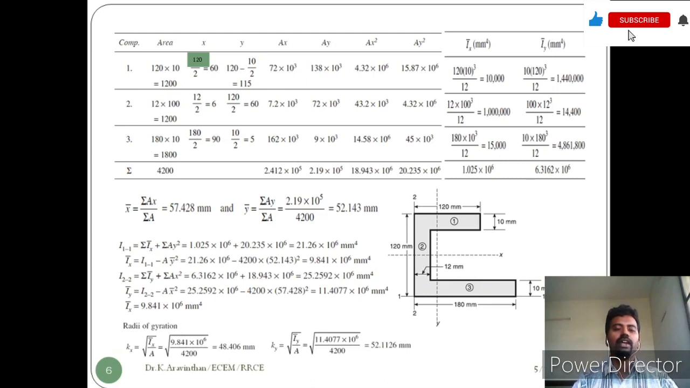Next we shall find the radius of gyration. How to find the radius of gyration? The formula is root of Ix divided by A. So here we know Ix value is 9.841 into 10 power 6 divided by area, which is 4200. So if we divide that, we will be getting Kx. K is the letter indicated for radius of gyration. So its unit is mm. And also if you need Ky, you have to substitute Iy. So the Iy value is 11.4077 into 10 power 6 divided by area, which is 4200. You got the value of Ky.